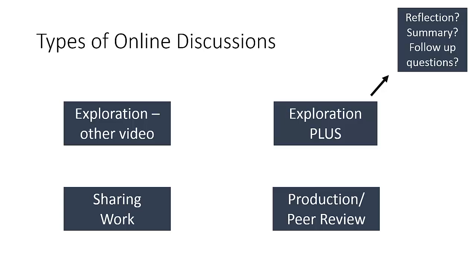Another one is some sort of discussion where they have to produce something together, or maybe they have to review each other's work. So I'll show you another example of a production type of a discussion in this video where students had to work together to create a group quiz.